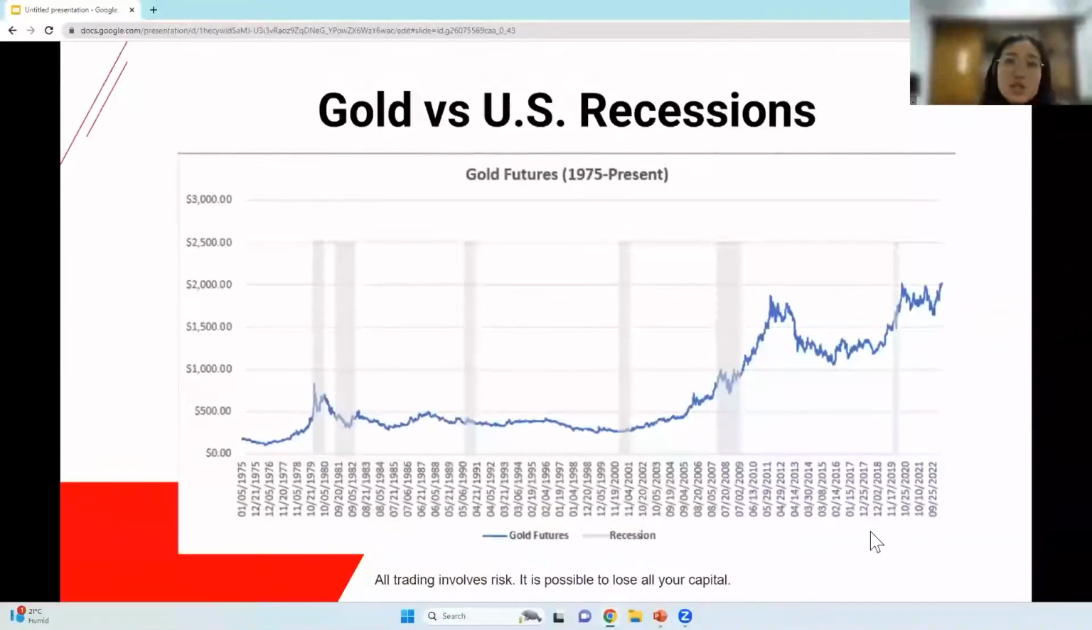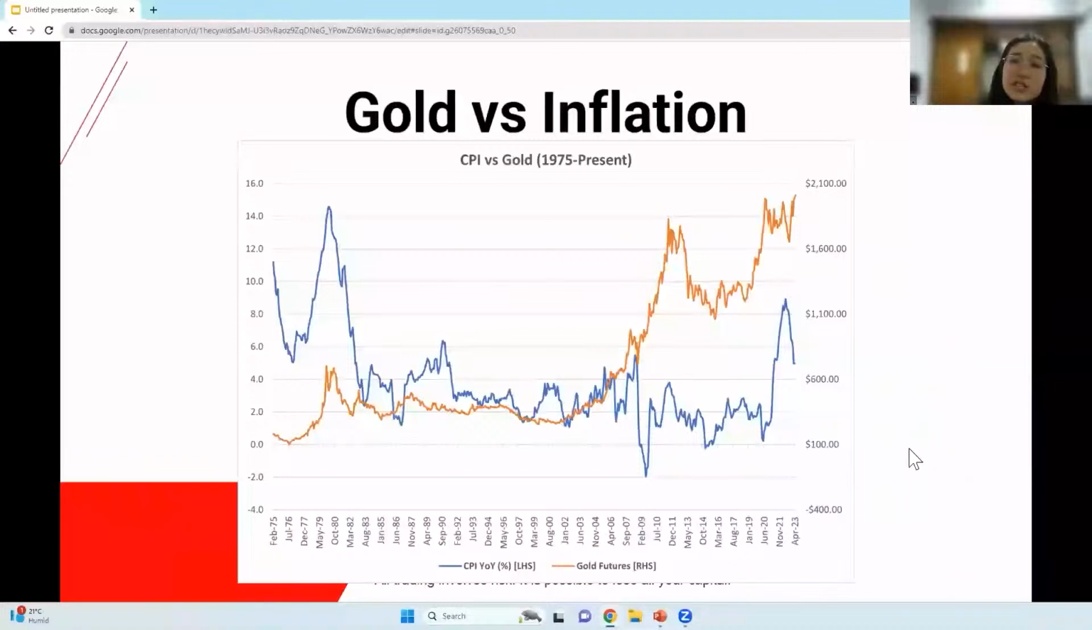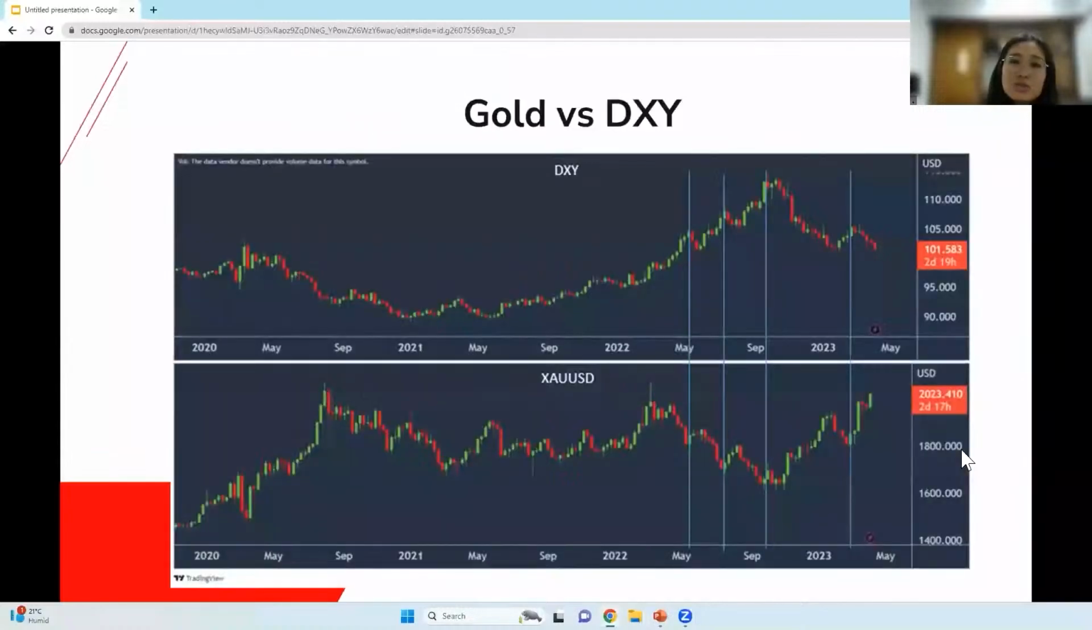Okay, so this is just a gold versus US recessions chart. This is a weekly chart that just measures gold futures as well as the period of recessions, on a weekly time frame. And then if we look at gold versus inflation, you can see that it's kind of correlated. As the CPI rises, we can see that the value of gold rises as well. Okay, let's move on.